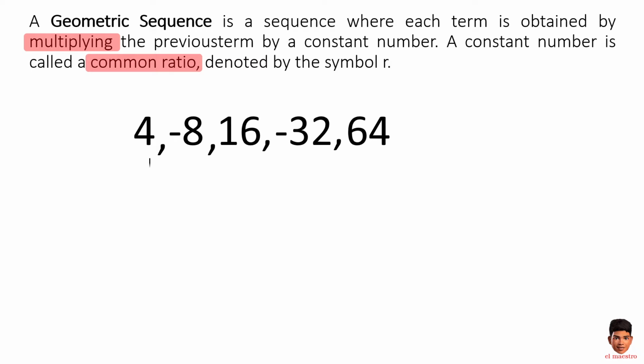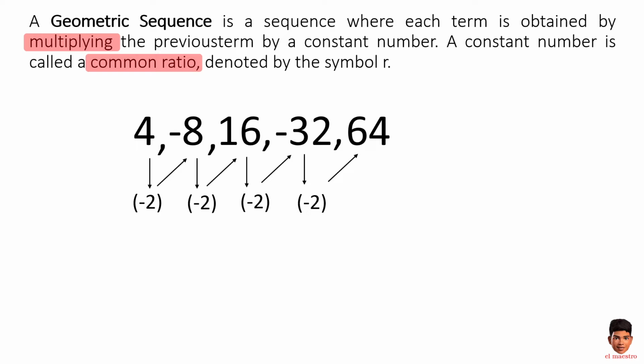If ma-notice nyo, we multiply negative 2 to 4 to get negative 8. And the same thing, we multiply negative 2 to get 16. And we multiply negative 2 to get 32. And still, the pattern continues. Ito yung pattern ng geometric sequence. Also, let me remind you, dapat alam pa rin natin paano mag-identify ng term. Dito, merong first term 4, meron 6th term na 64, or the last term. Importante pa rin yun.